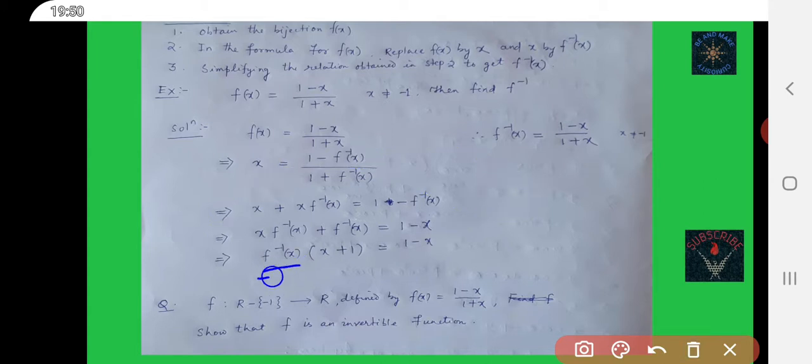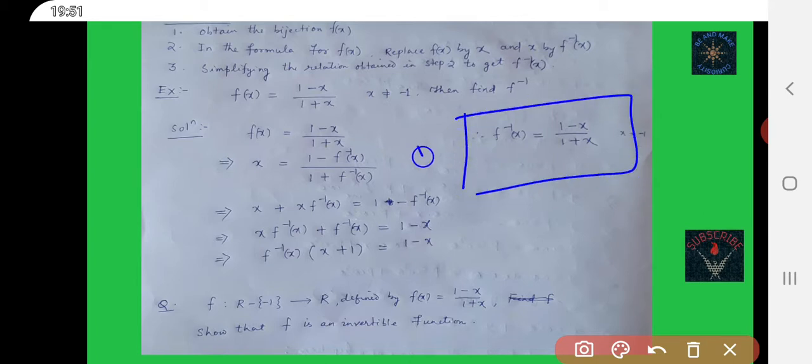Then you take common f inverse of x. Then you have x plus 1 is equal to 1 minus x. Okay, that is f inverse x equal to 1 minus x by 1 plus x. This directly you get. Okay, in this way you can find the inverse of a function.